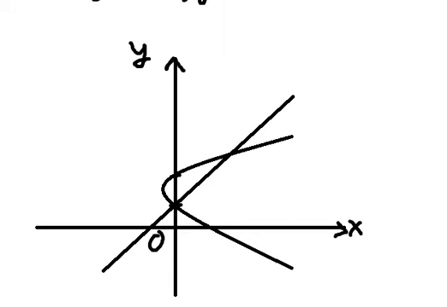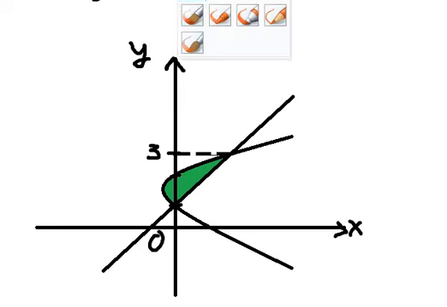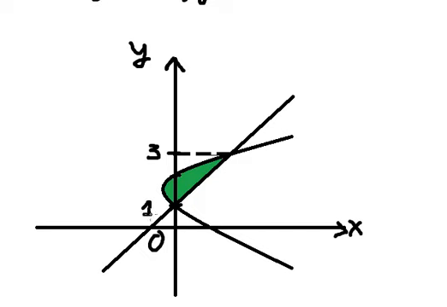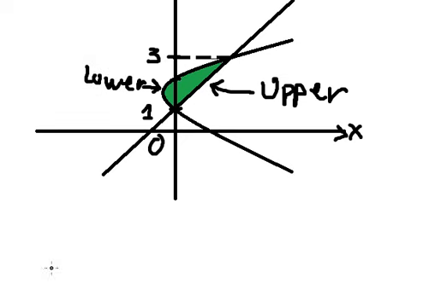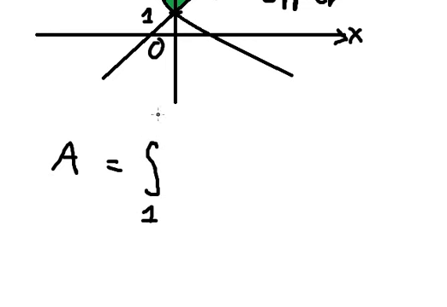So the area we need to find is about this one. We know this intersection in here, that's number 3. And the second one, that's number 1. So we look carefully at this one. This one is the upper. And this one is the lower. So the area we need to find in here should be the integration from 1 to 3.